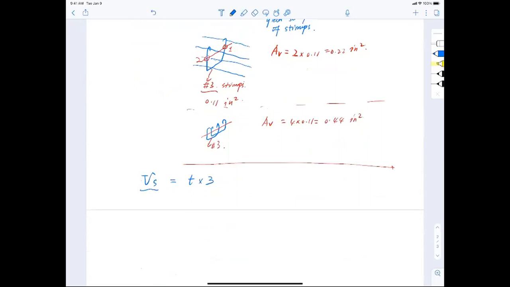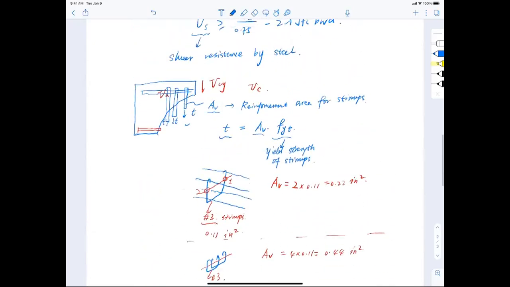But let me ask you, do you want to go back to count them every time when you design for shear? Draw the drawing, count them before you do the design? Probably not. Don't have time for it. So we need to estimate how many stirrups are there in this cut. So how to estimate?